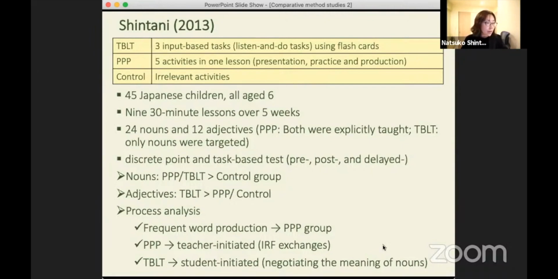So as you can see, by examining what the students actually did while receiving the instruction, the study was able to inform how the external perspectives like TBLT or PPP manifested in the actual classroom. So it linked the external and internal perspectives and whether it led to different levels of learning.